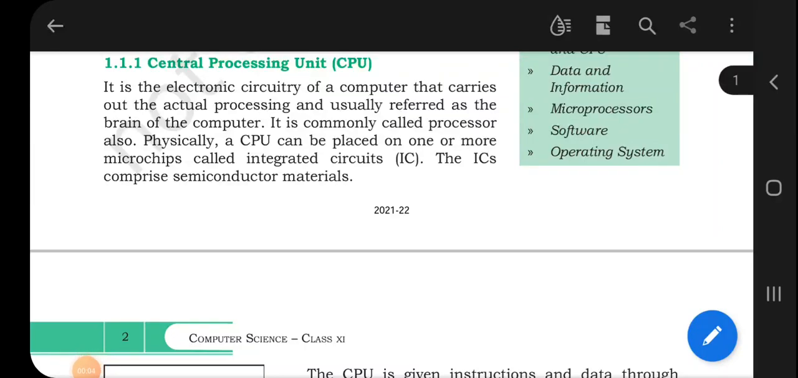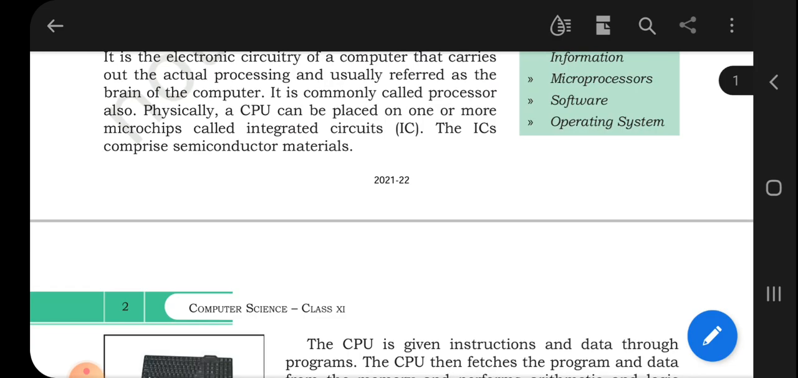1.1.1 Central Processing Unit, that is CPU. It is the electronic circuitry of a computer that carries out the actual processing and is usually referred to as the brain of the computer. It is commonly called the processor also. Physically, a CPU can be placed on one or more microchips called integrated circuits.